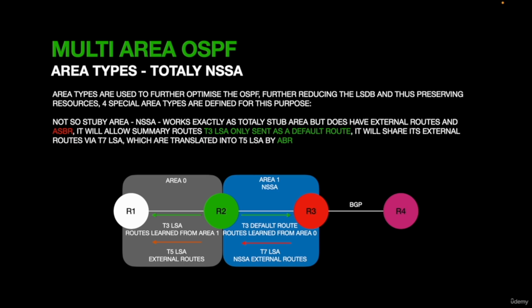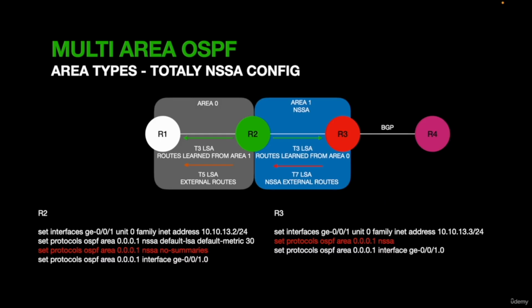It works exactly like a not so stubby area, but like in the case of the totally stub area, R2 will send a default route, and R3 will generate a type 7 LSA, which will transmit the external routes to R2, and R2 will translate the type 7 LSA into a type 5 LSA, and it will send those to the other routers. Configuration is also pretty simple. You just configure on the ABR NSSA no summaries and the default metric. On R3, you just specify that this area is a not so stubby area.